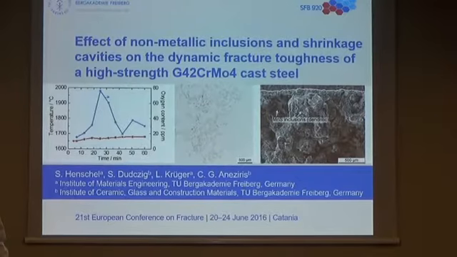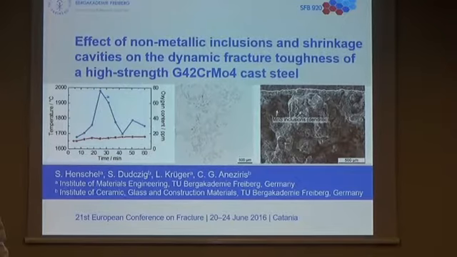Here's a picture of the fracture surface of a tensile test. You can see here some aluminum oxides, which mostly have a globular shape, and also some globular, very small magnesium manganese sulfide inclusions. And these inclusions, of course, initiate voids and cause the ductile fracture.